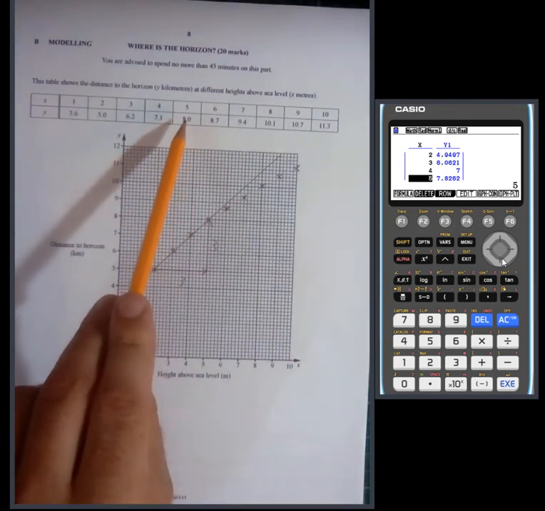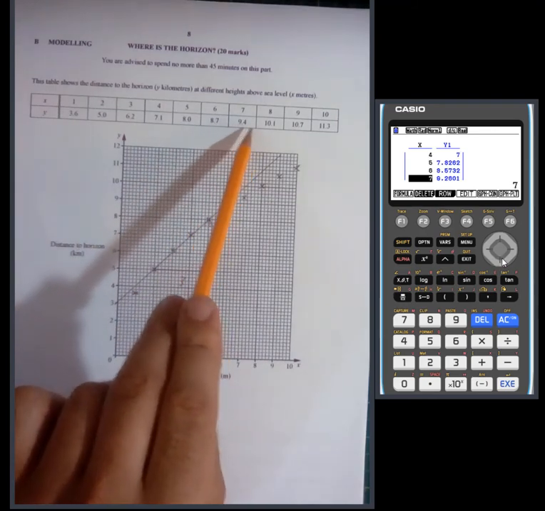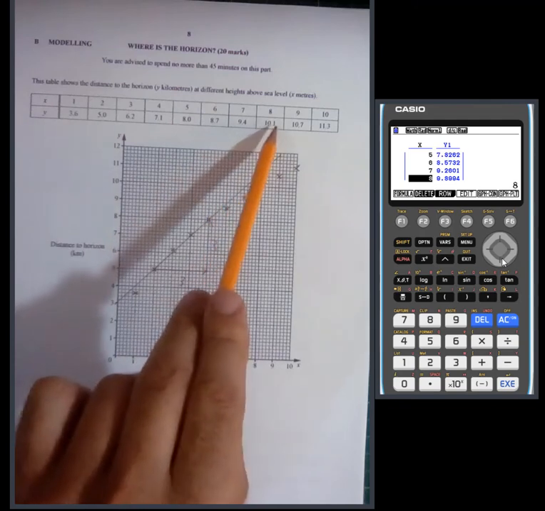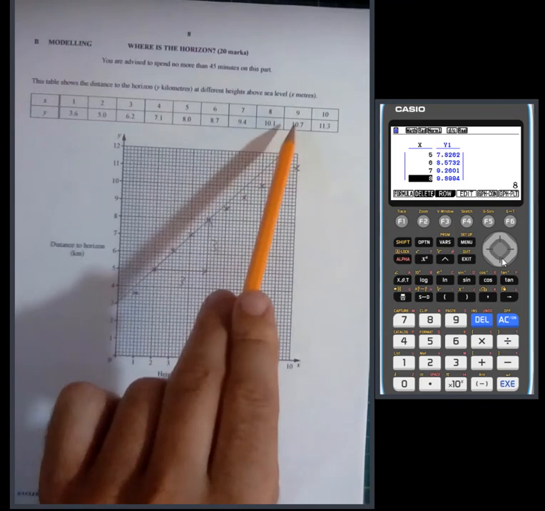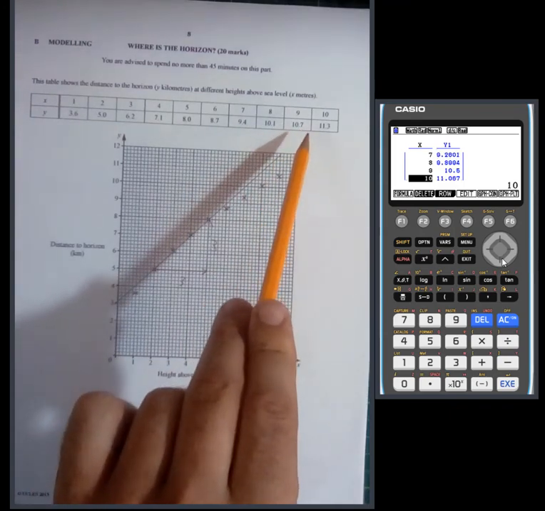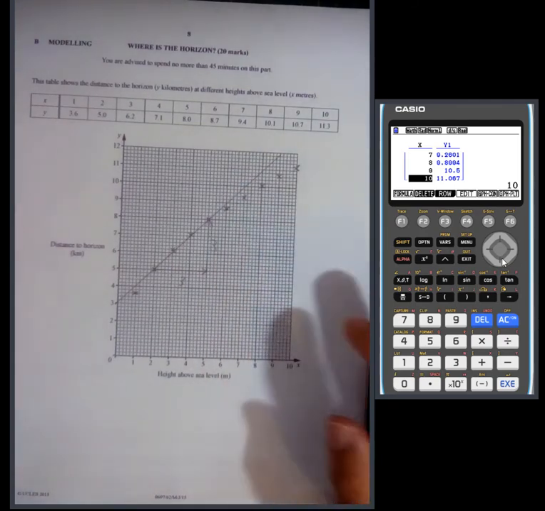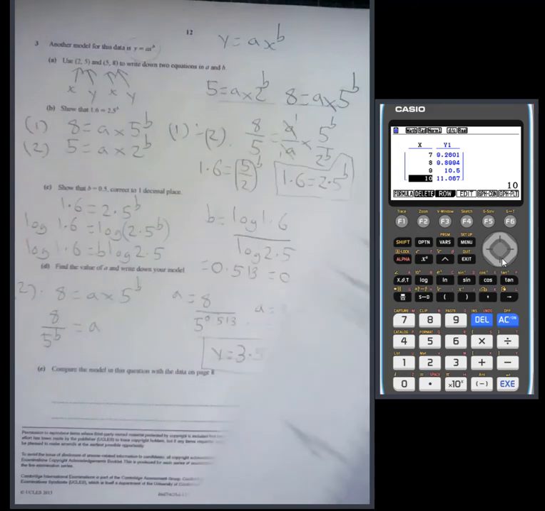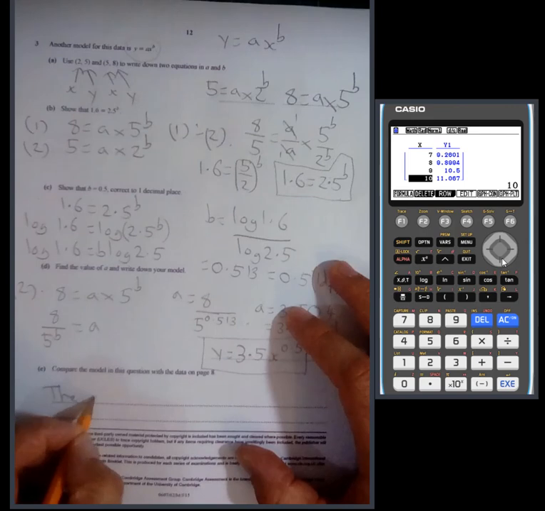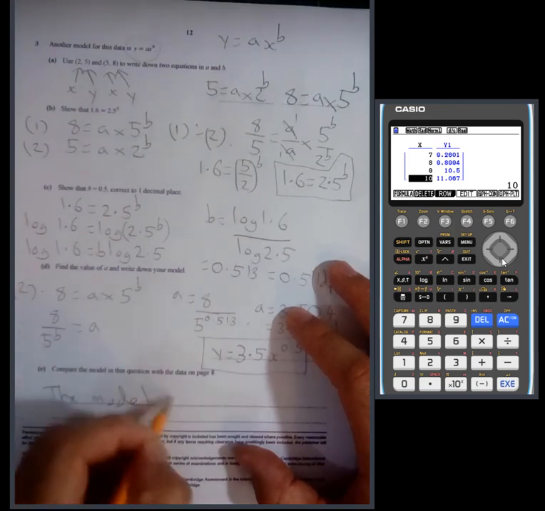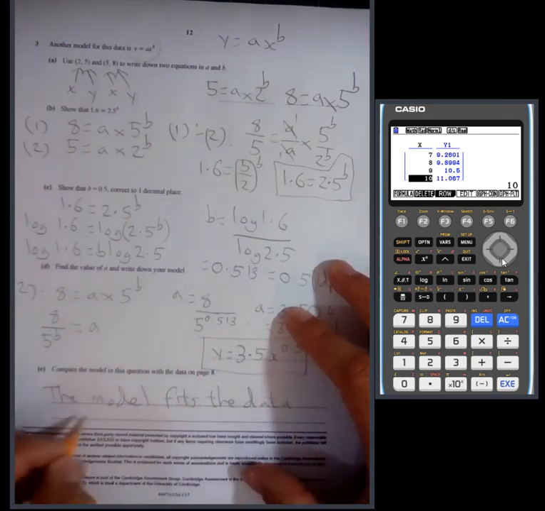7.82 with 8. The next one would be 8.7 against 8.57, then 9.4 against 9.26. At 8 it would be 9.89 from the model, so it's not bad still. 10.5 and 10.7, and 11.067 compared with 11.3. So to me it looks like a very good fit indeed. I would say the model fits the data really well. Very well.